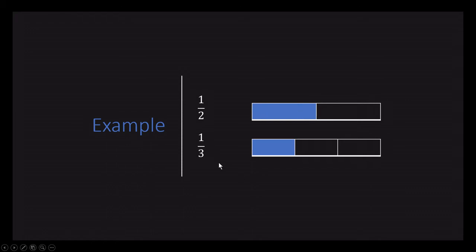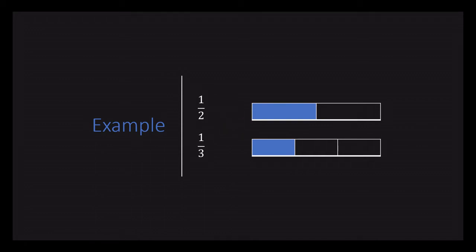Next I have this other fraction right here. It is 1/3 or 1 of 3. So I have 1 of 1, 2, and 3. 1 of 3. And this is how fractions are explained or how fractions are understood.